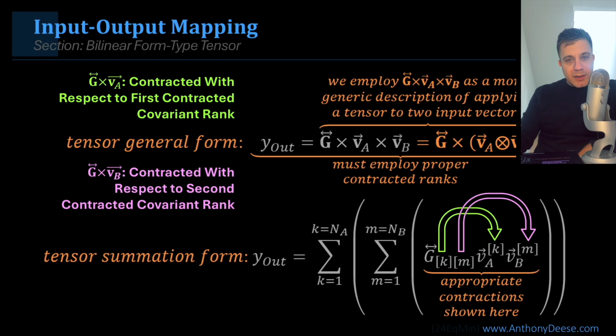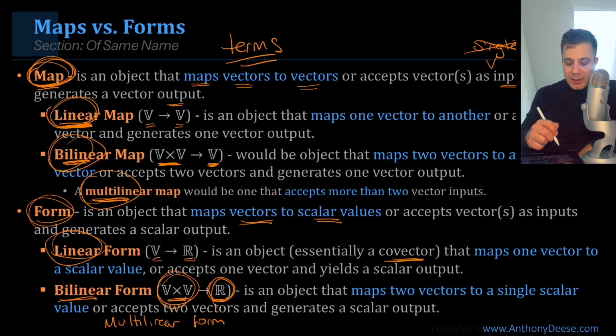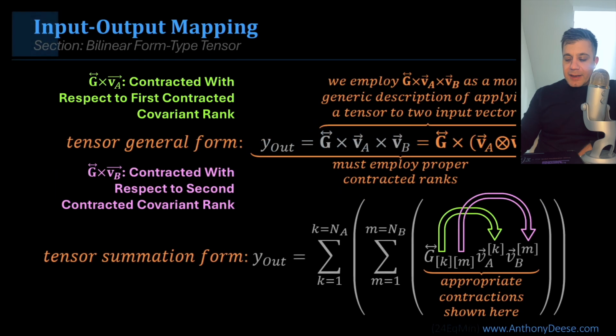But really quickly, what is a bilinear form? We've already seen it defined here. It's essentially an object that generates a scalar output and accepts two primal vector inputs. We multiply that by G, which represents the bilinear form type tensor, and again we generate our scalar output. It's important to note here that we must employ proper contracted ranks. If you're not familiar with what that means, you may need to take a look back at some supplementary materials on tensor contraction as well as the contracted product. But in short, perhaps this relationship is best shown by the summation form.